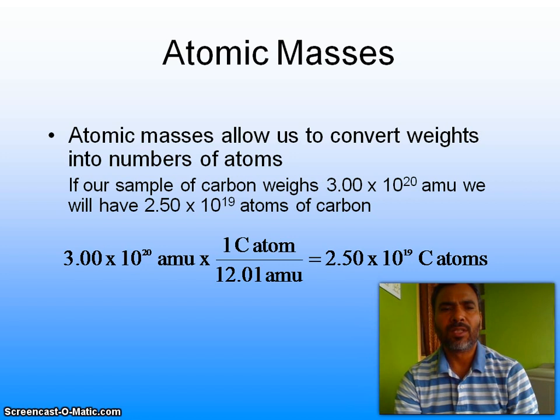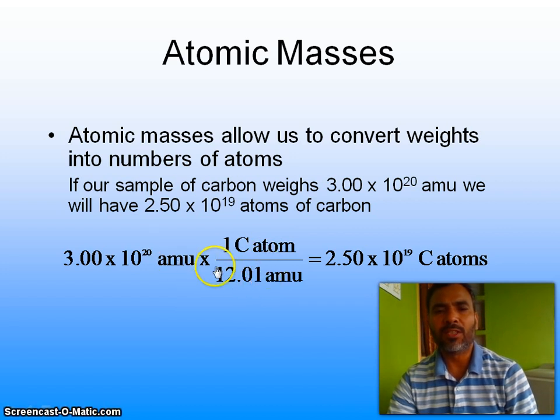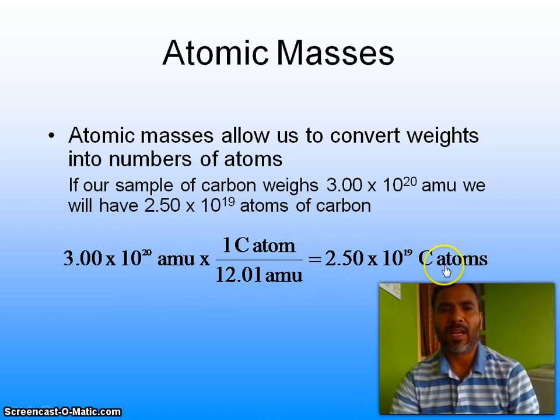So, you know the AMU: 1 carbon atom is 12.01 AMU, used as a unit conversion factor. Then this AMU unit will cancel out, and you will get this many carbon atoms.